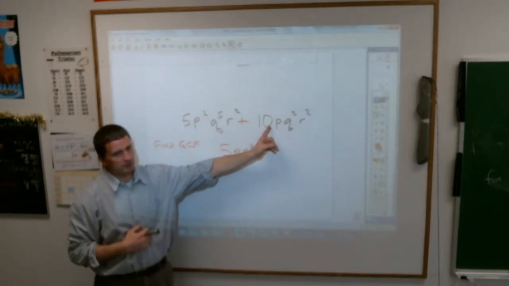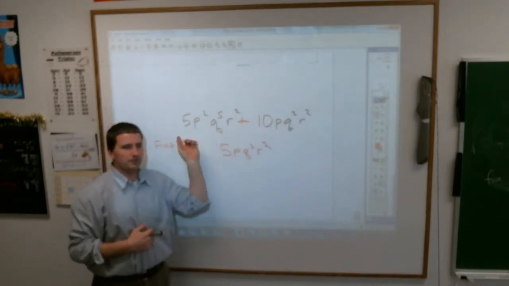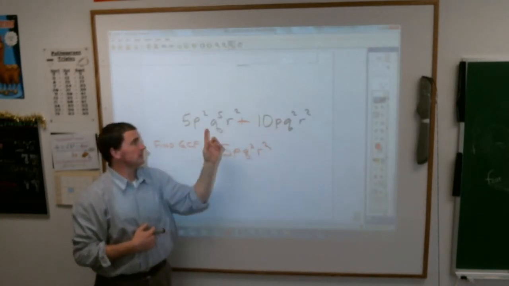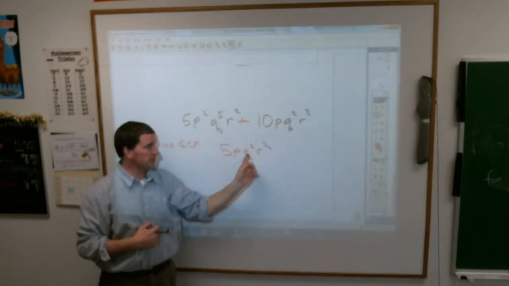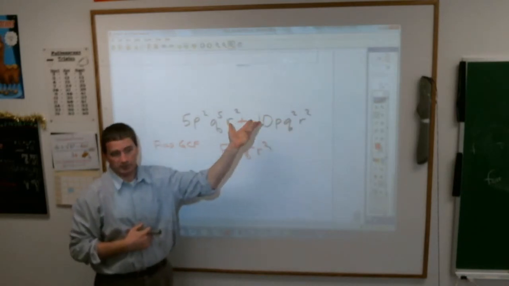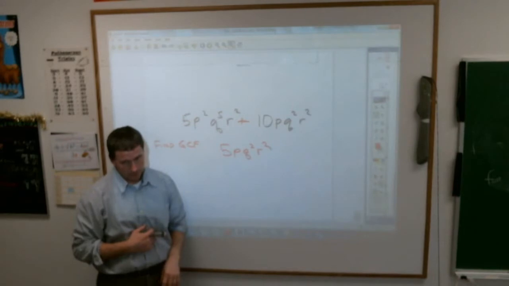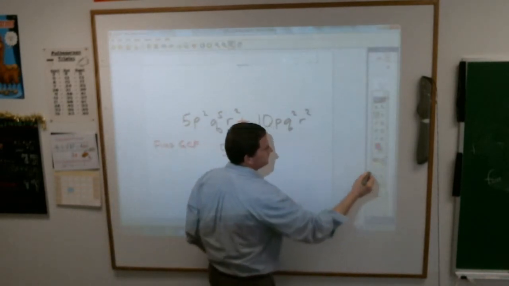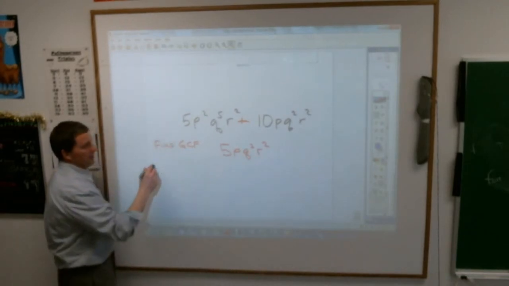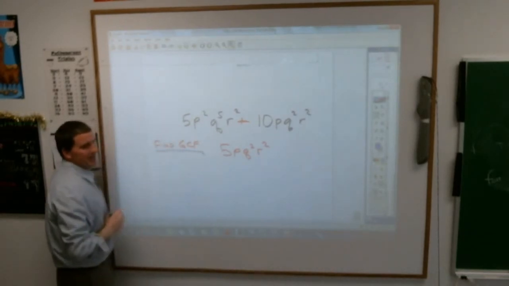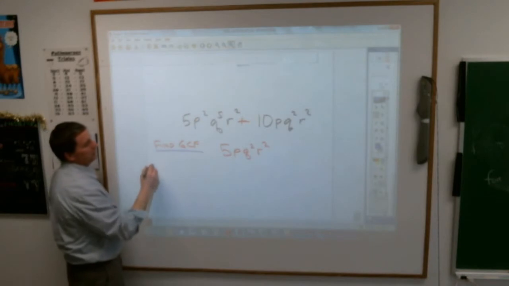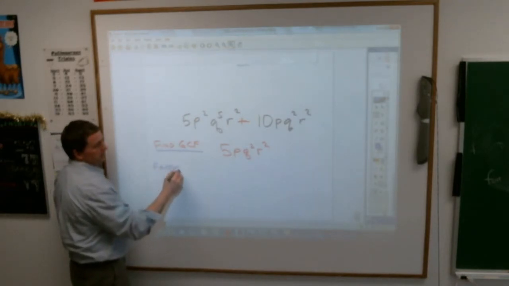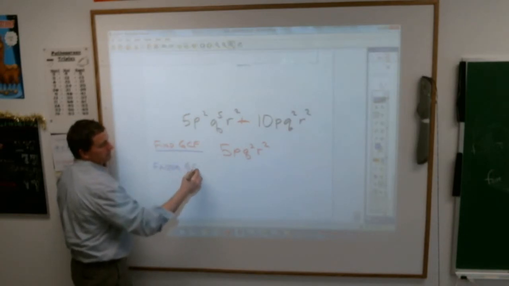Ask questions now if you don't understand why. The greatest common factor of 5 and 10 is 5. The group that had the fewest p's was this one. The group that had the fewest q's was this one, pq squared. They both had r squared, so that's their common factor there. Now, look up here. This was find the greatest common factor. Good job. We're moving on to factoring the greatest common factor.